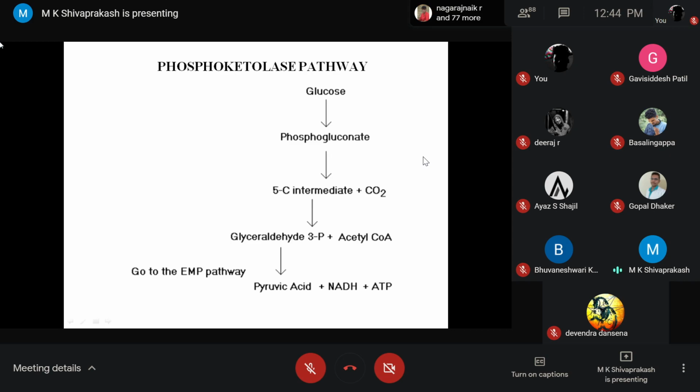The next pathway is the phosphoketolase pathway, which is seen in heterofermentative bacteria like Leuconostoc and Bifidobacterium bifidum. Here once again you will come across phosphogluconate as one of the intermediates. Then it leads to the production of a 5-carbon intermediate plus carbon dioxide, and this 5-carbon intermediate breaks down to yield a molecule of glyceraldehyde 3-phosphate and a molecule of acetyl coenzyme A.